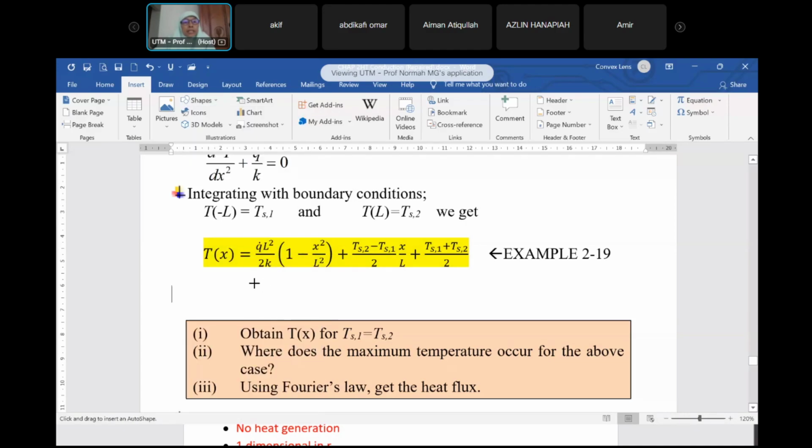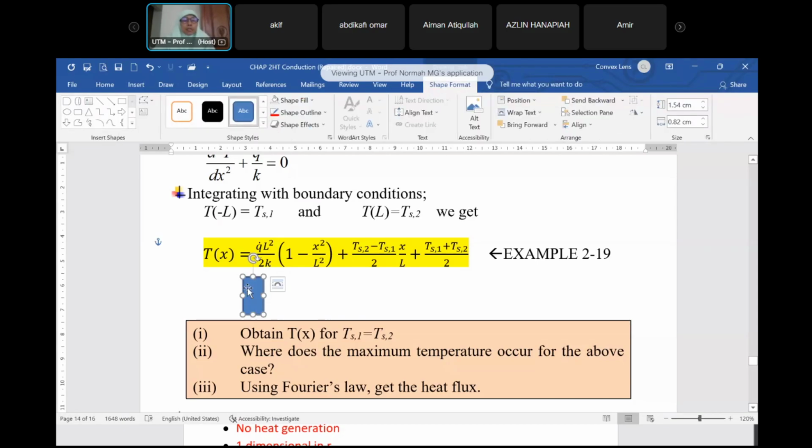Okay, let's say you have a plane wall. You have Ts1 on this side, Ts2 on this side. Where does the maximum temperature occur with the heat generation? In the middle, that's right.